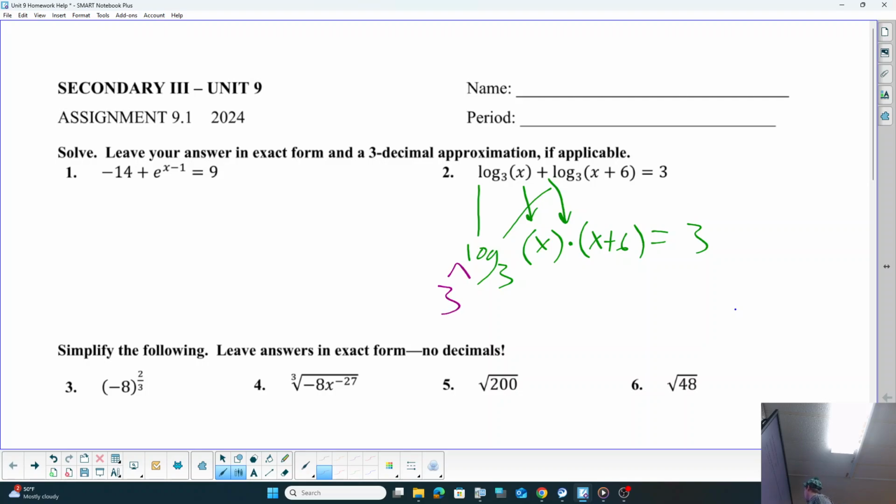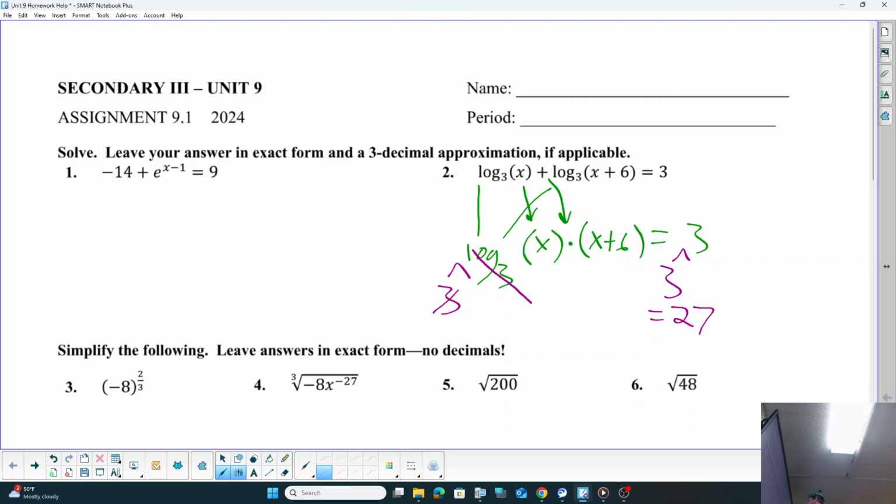We're going to raise that up, but if you do it to one side, you have to do it to the other side. So if you raise it up to the other side, what's 3 to the third power? What's 3 times 3? 9 times 3, 27. So that side becomes 27.